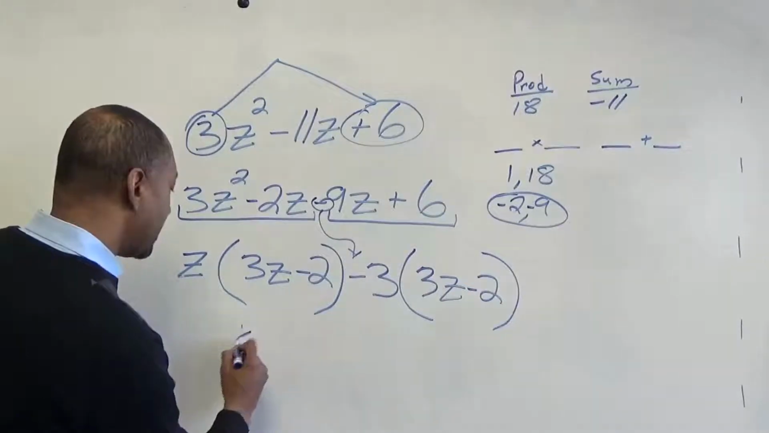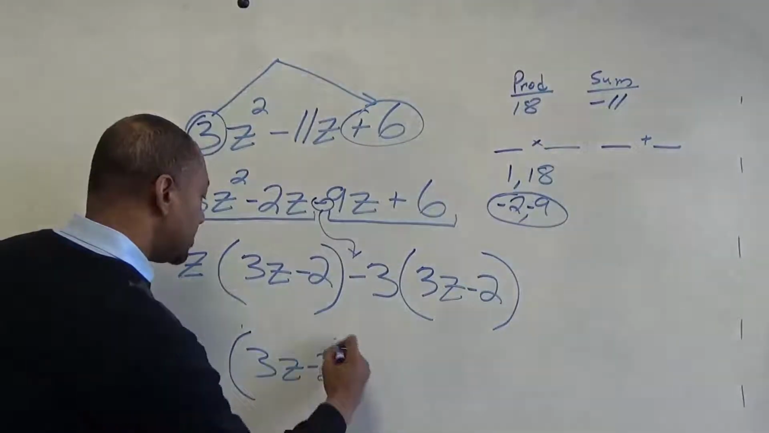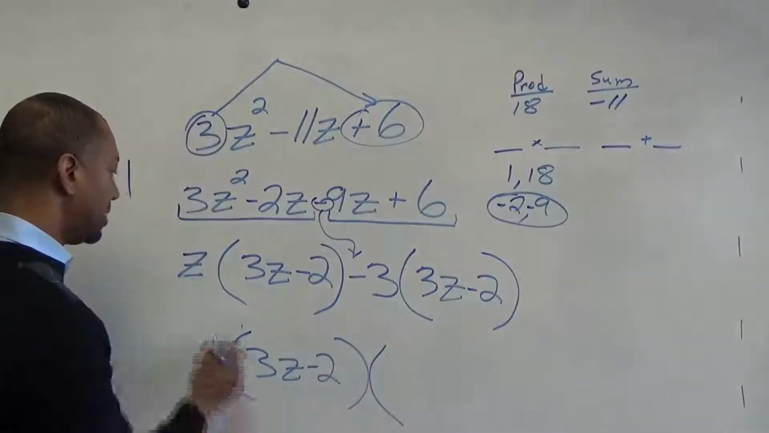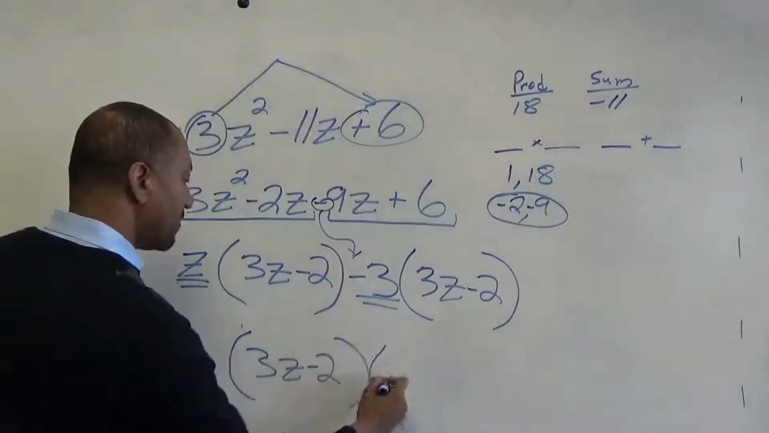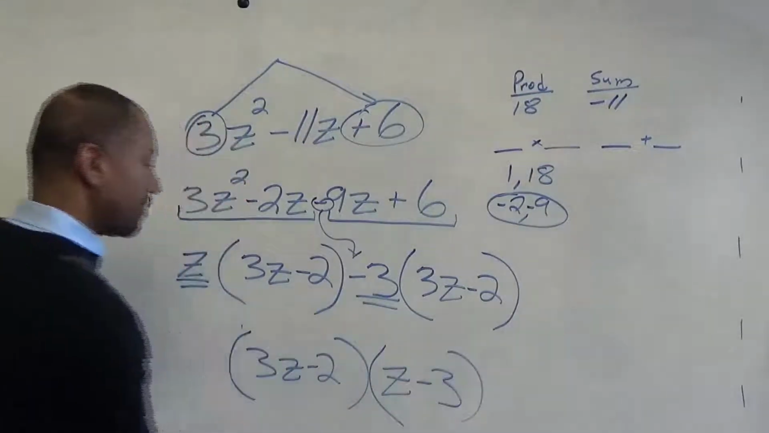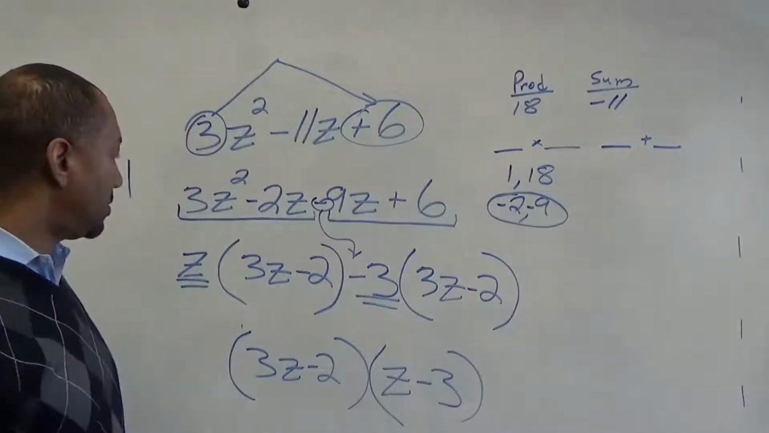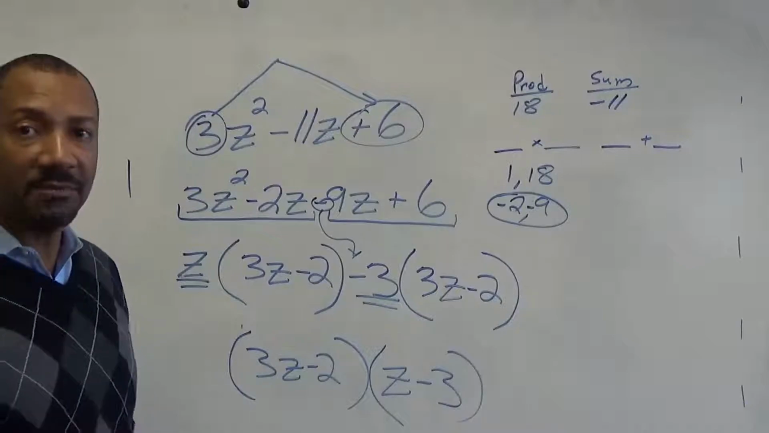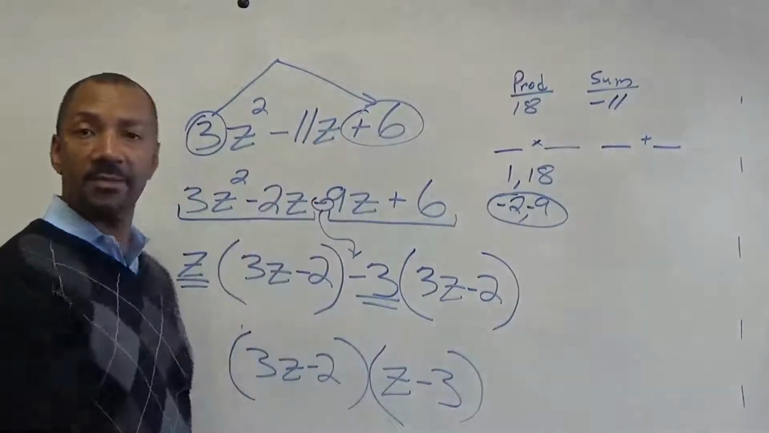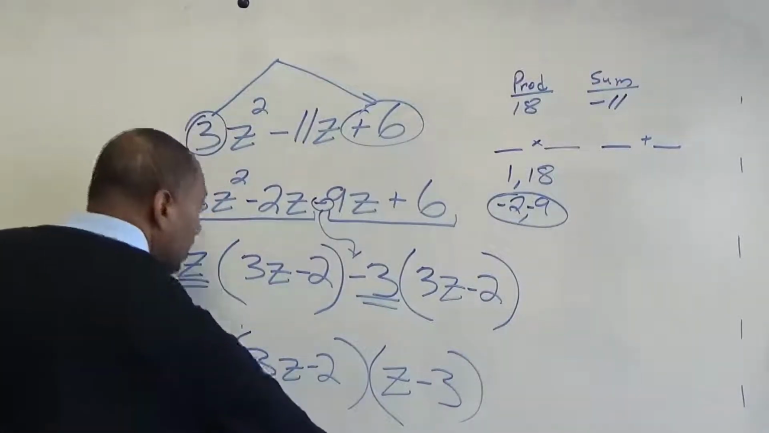Let's state our final answer. I'll go ahead and write down what's in the parentheses. And then in my second parentheses, the two items out in front, I'll go ahead and write them like that. And there you go. This is your final answer. And again, you can always double check, FOIL this out. That'll take you right back to where you started. Let's do another one.